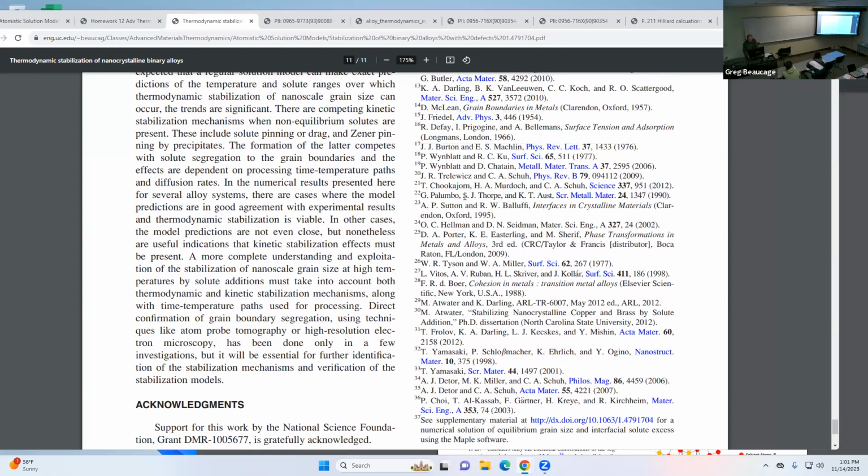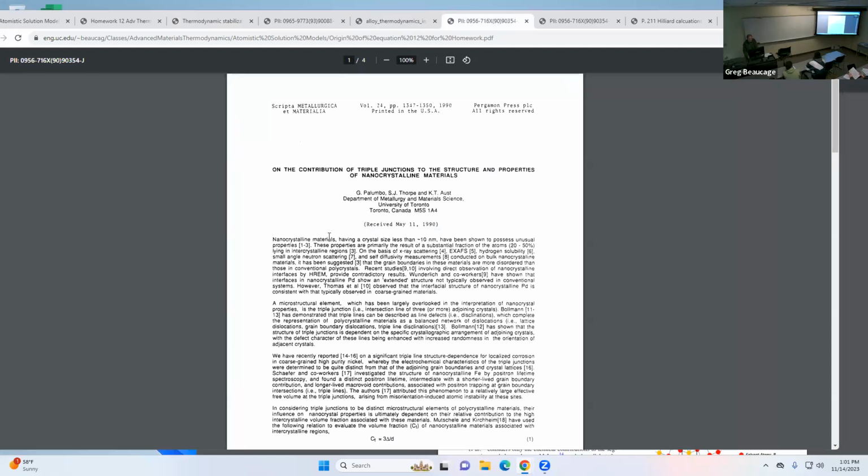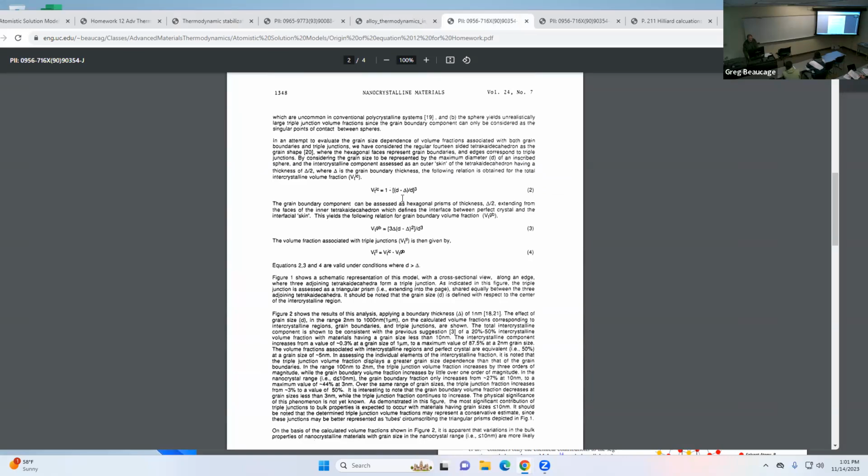this Pablo Thorpe Oss paper from some 1990. That's right. It's like here somewhere. Right? And they say, here's this equation. They don't say where it came from. If they do mention this reference 20, there's no calculation here. It's just like, the relation is obtained for the total intercrystalline volume. Boom.